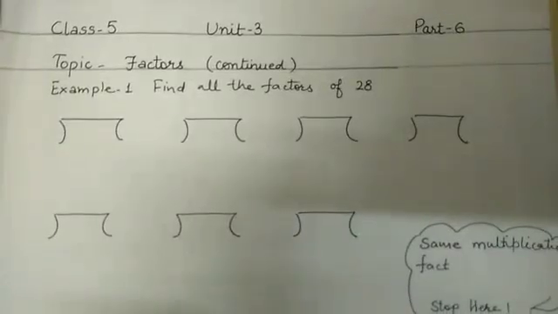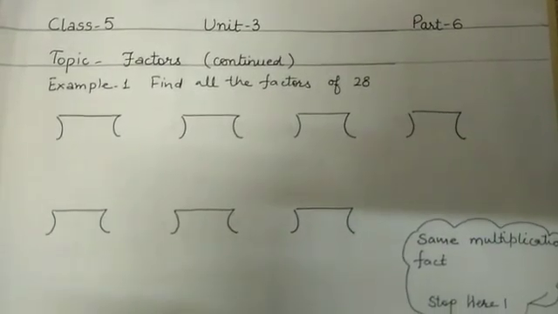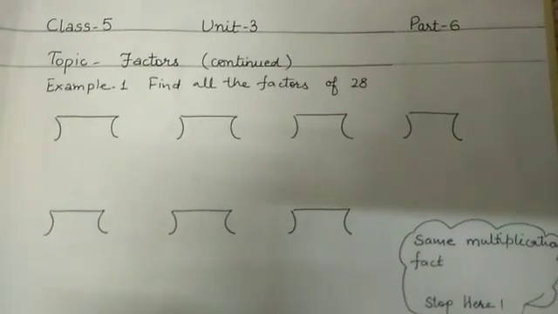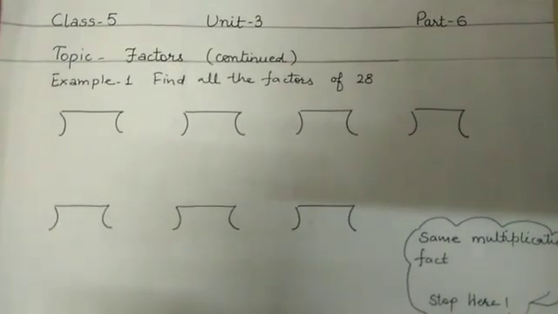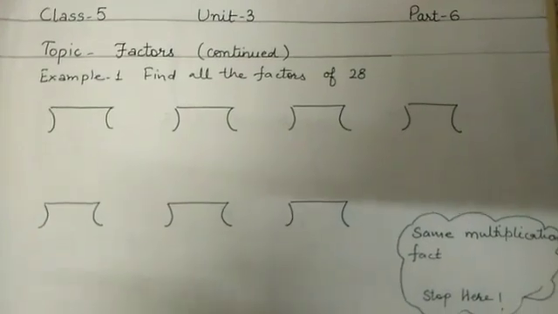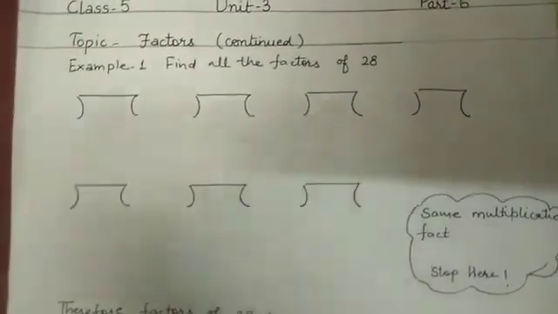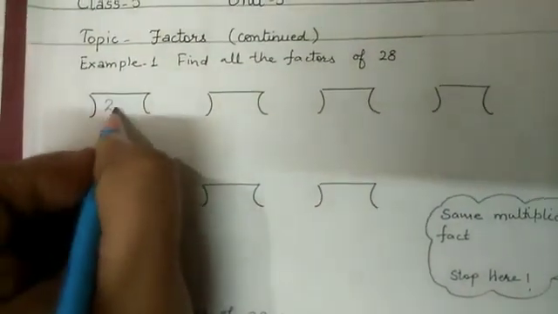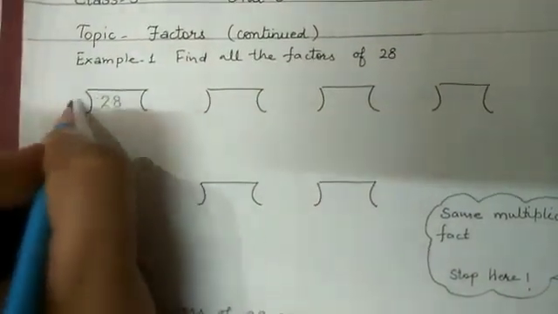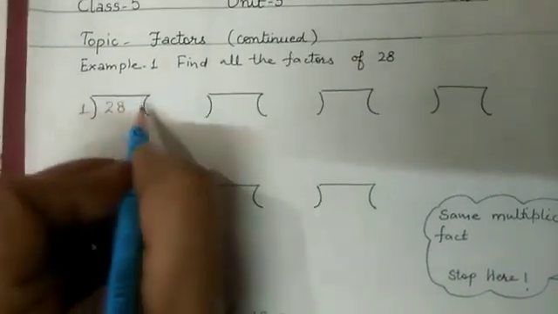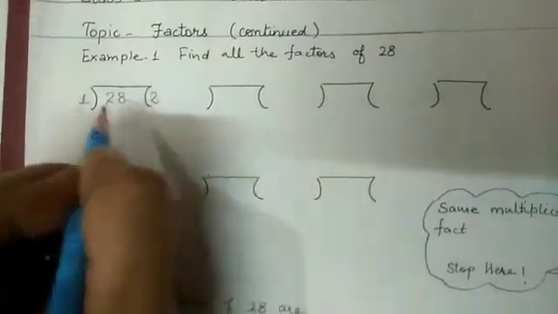Hello students, in my previous lecture I discussed factors. Today we will solve some examples to find the factors of a given number. My first example is: find all the factors of 28. We all know that factors of a number divide the number exactly. So we will start dividing by 1.